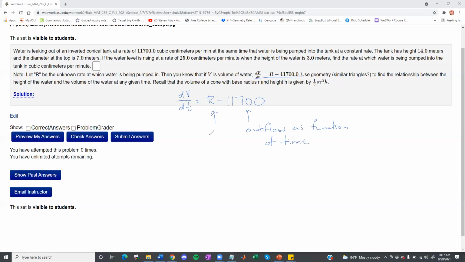Hopefully it makes sense why, if I'm looking at the rate of change of volume of water in this tank, I have a positive value R for water coming in at a constant rate, and a negative number 11,700 for the water leaking out of this tank at a constant rate. So inflow. And I care about R, that's the thing I want. I don't know enough information right now to solve for R, because I don't know anything else about dV/dt. Is there a way to learn something else about dV/dt?